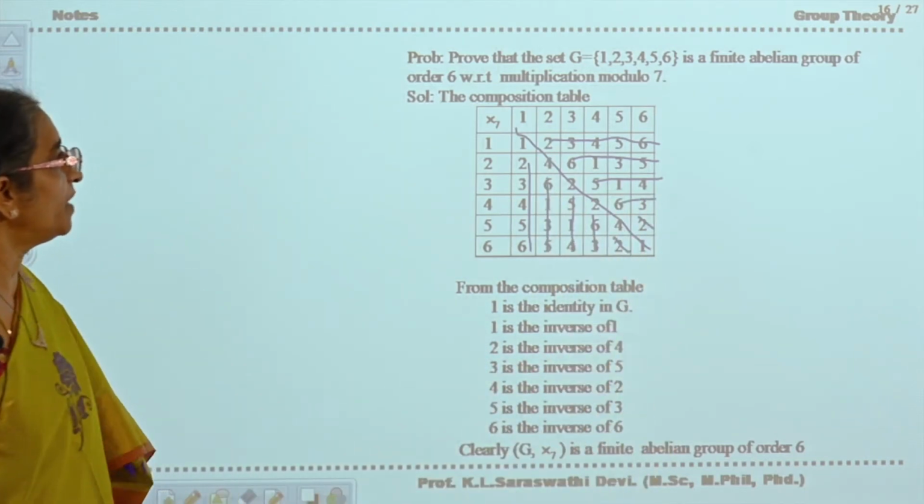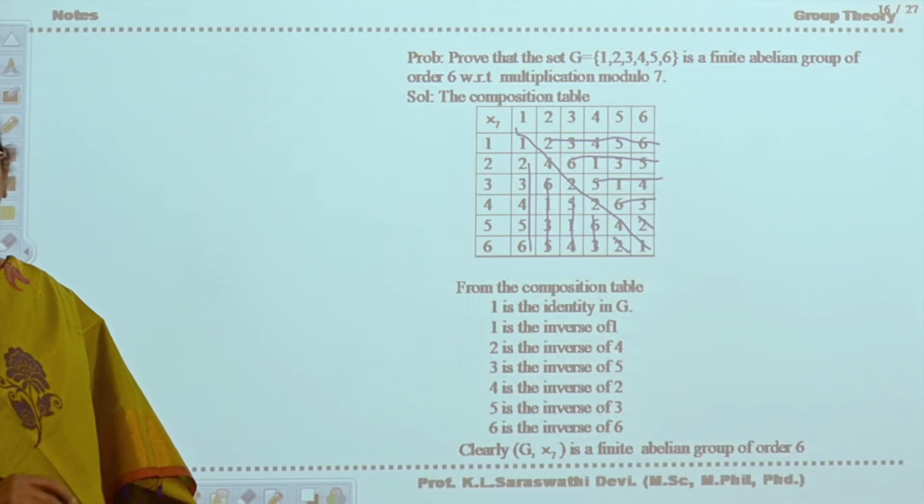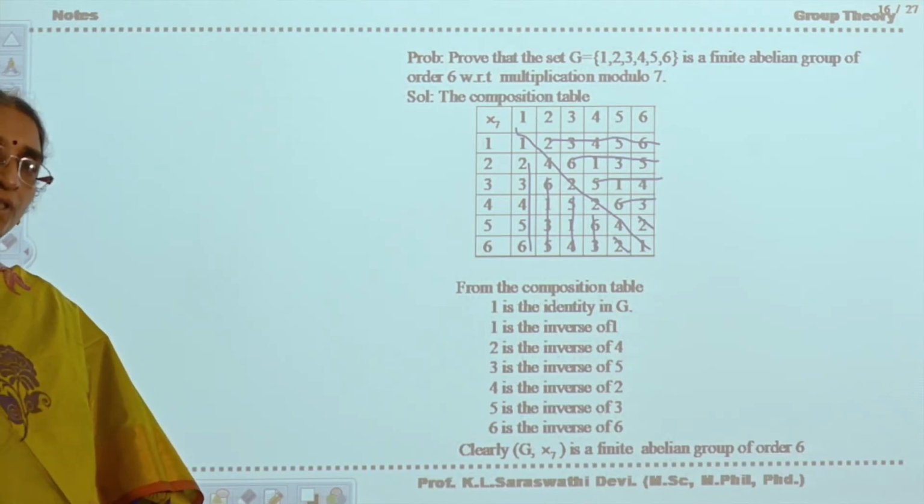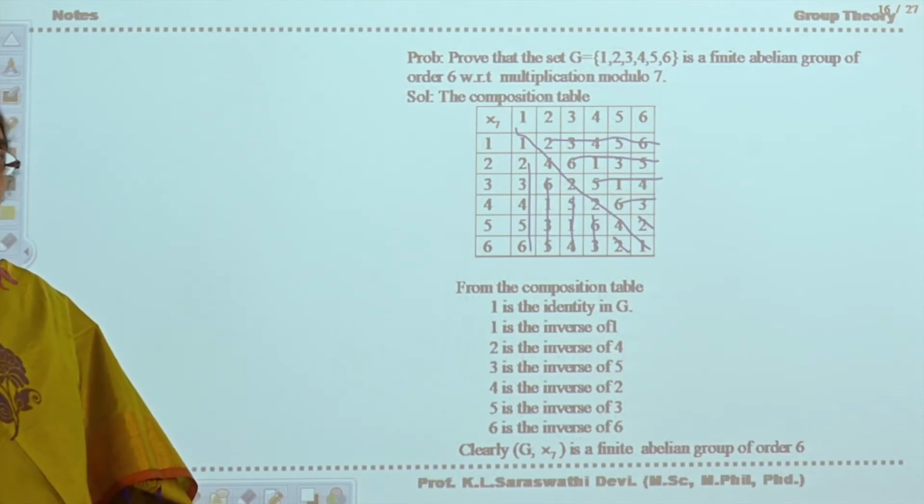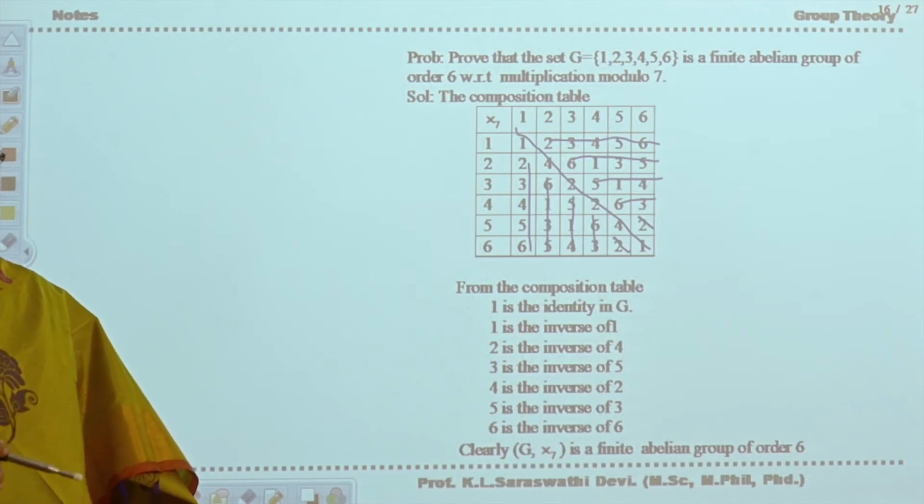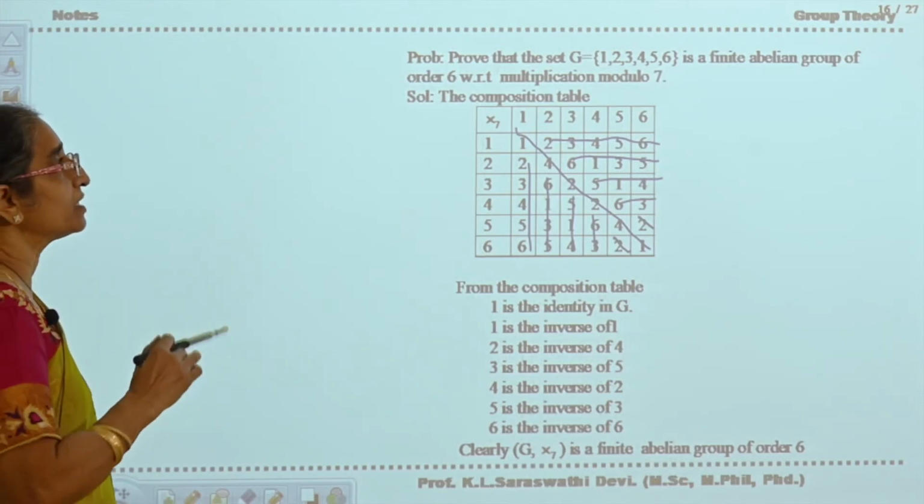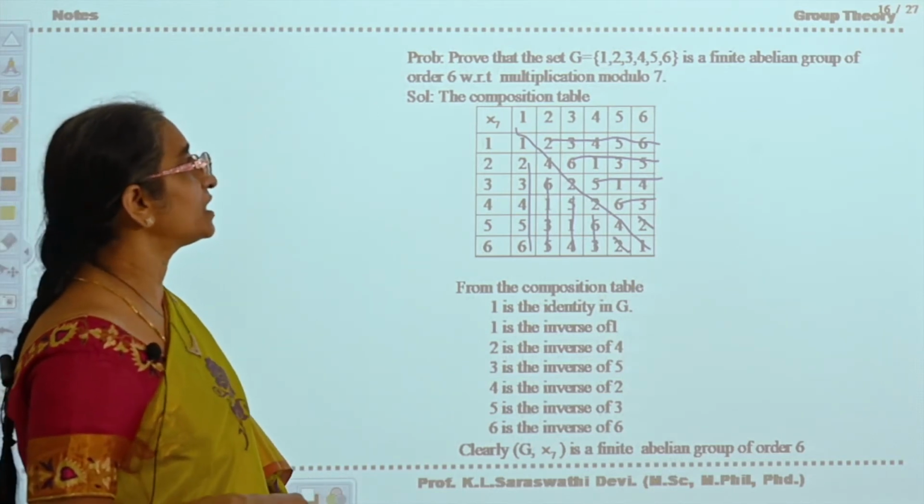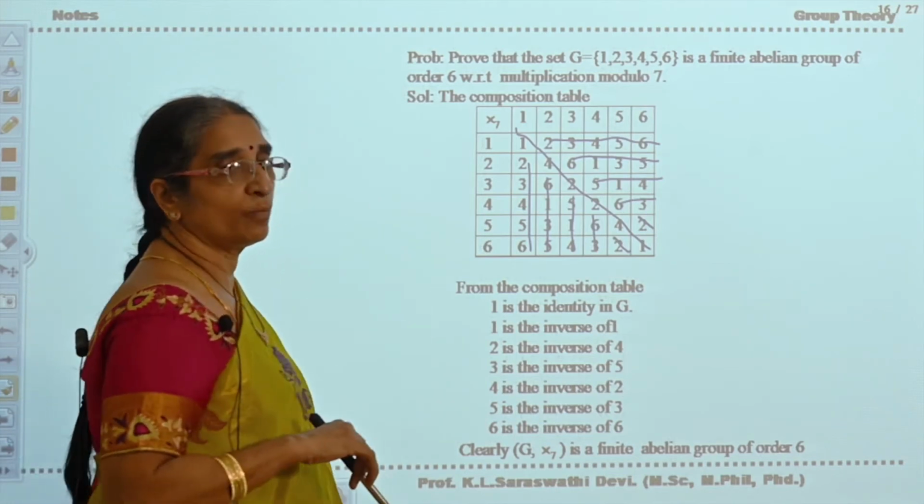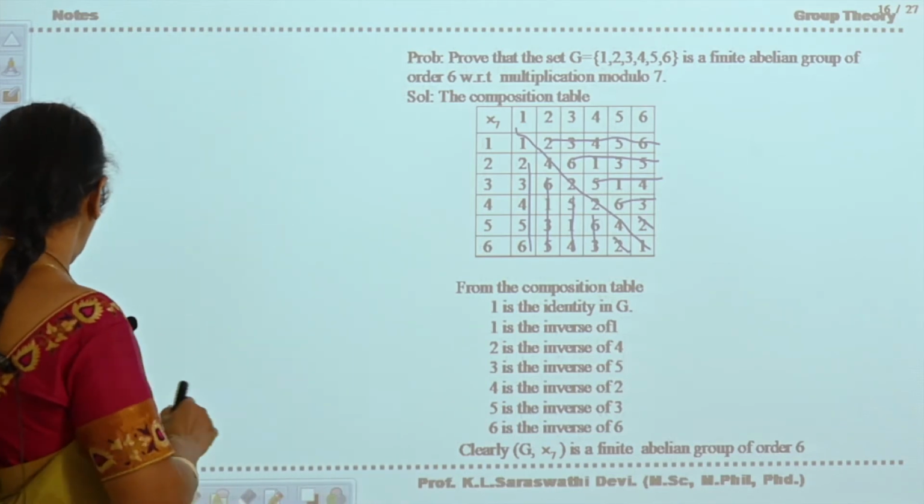So, the elements are placed symmetrically. Therefore, about the principal diagonal, the abelian property is satisfied. Therefore, the given set is an abelian group with respect to multiplication modulo 7. I think it is clear.